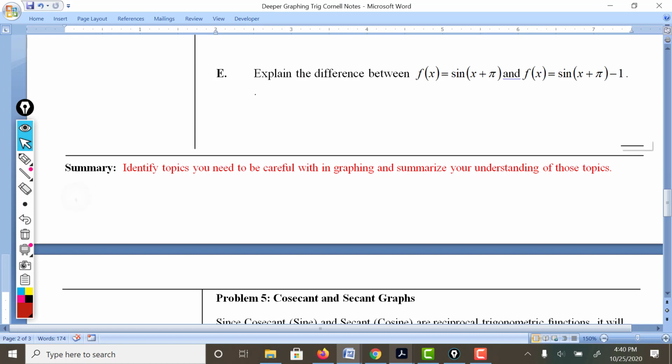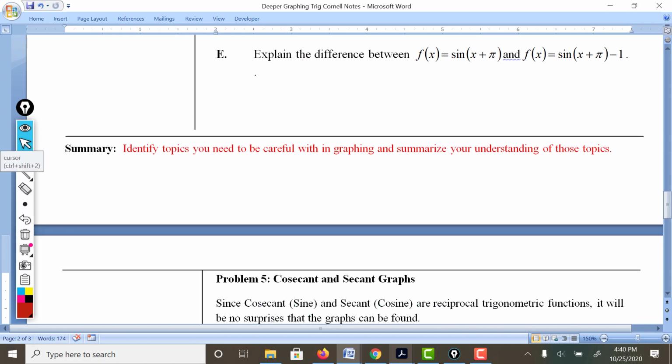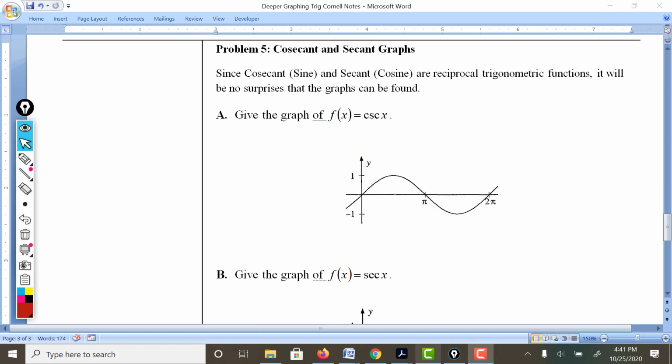Take a moment to summarize. Identify topics you need to be careful with in graphing and summarize your understanding of those topics. So here's some interesting territory that I'm not going to really require heavily of you, but I do want you to understand the concepts, right? So be aware you will be slightly tested on this, but not heavily. Okay. I do want you to be familiar with this stuff.